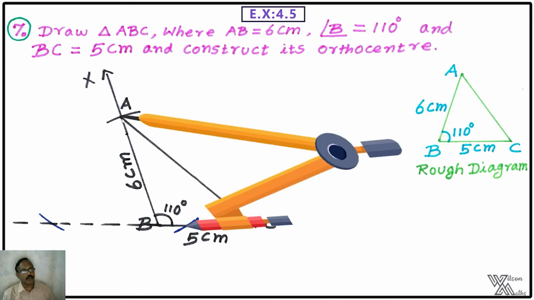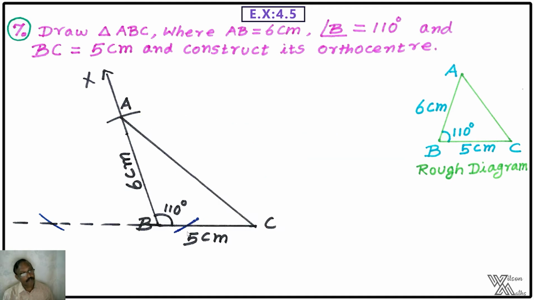Then next what we have to do? We have to draw the altitude from A to BC, the opposite side. So take a certain measurement, keep the compass needle at the point A, draw one arc on the right side of BC, one arc on the left side of BC, the same measurement. You'll get like this.